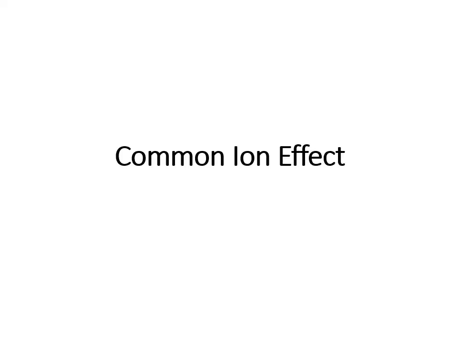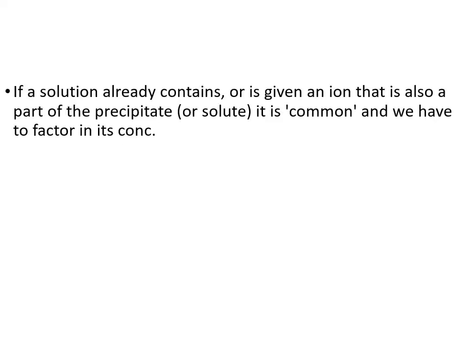The common ion effect. If a solution already contains some ions, or you add some ions to it, that is also part of what you're assuming could work out to be a precipitate, or it's already dissolved in the solution as a solute. If it is an ion in common, we have to figure it into our calculations. For example, if we're trying to dissolve silver chloride into a solution that has sodium chloride in it, that chloride ion is in common between the solution already and the ion that we're trying to dissolve in there. So we have to factor that into our calculation.